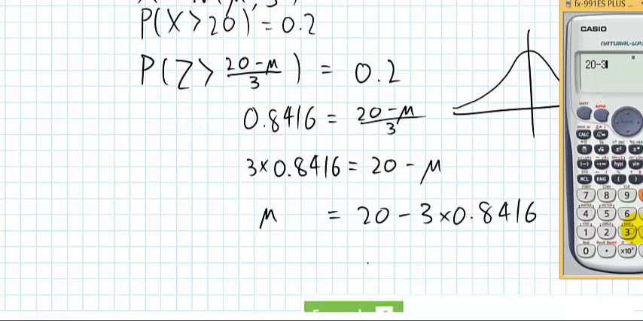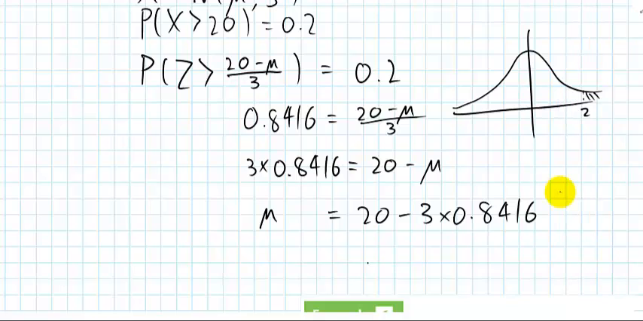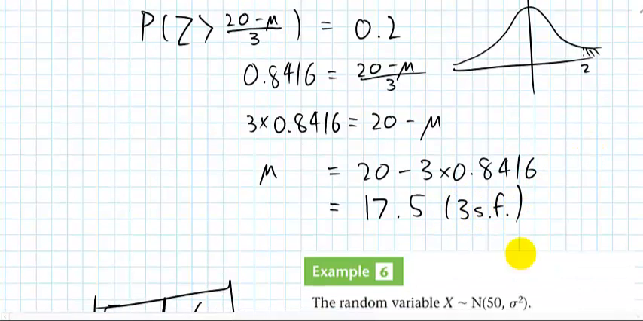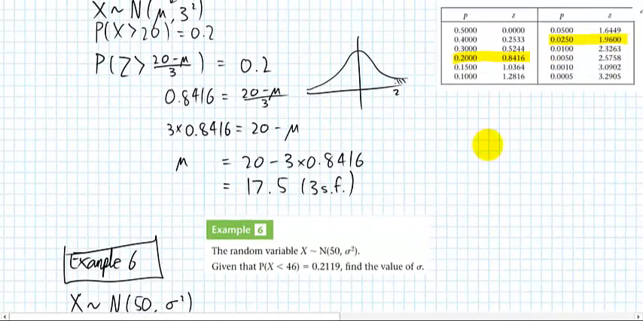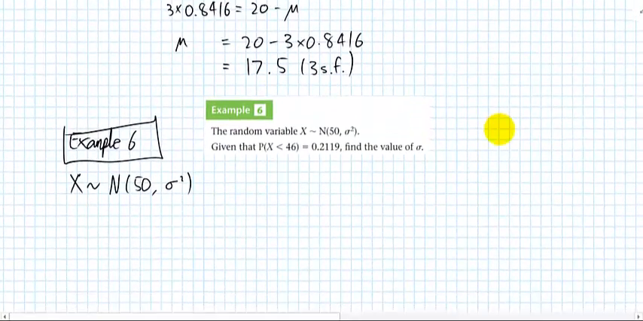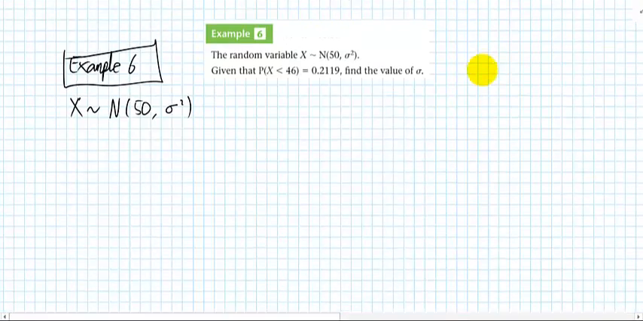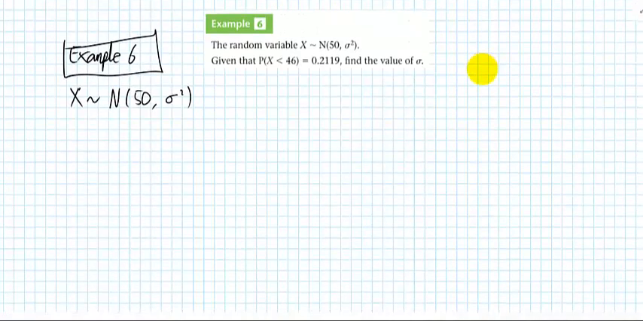20 minus 3 times 0.8416, this is 17.5 to 3 significant figures. Remember, it's good to round your answers to 3 significant figures, but whenever rounding, you must say what you've rounded to.